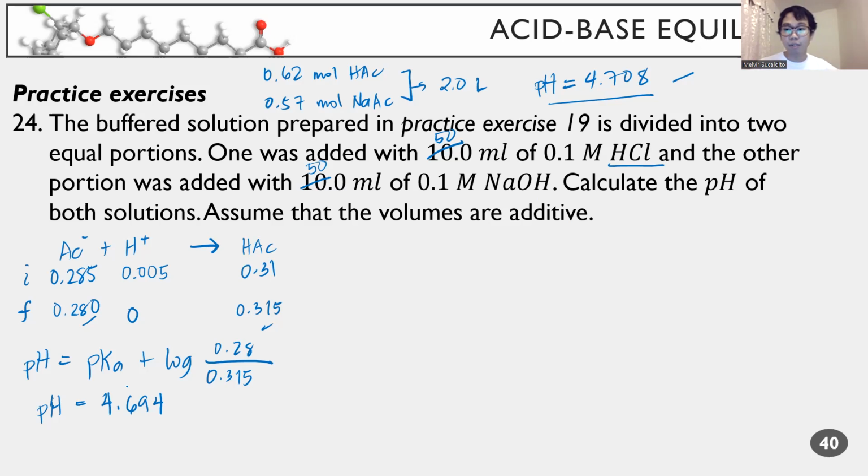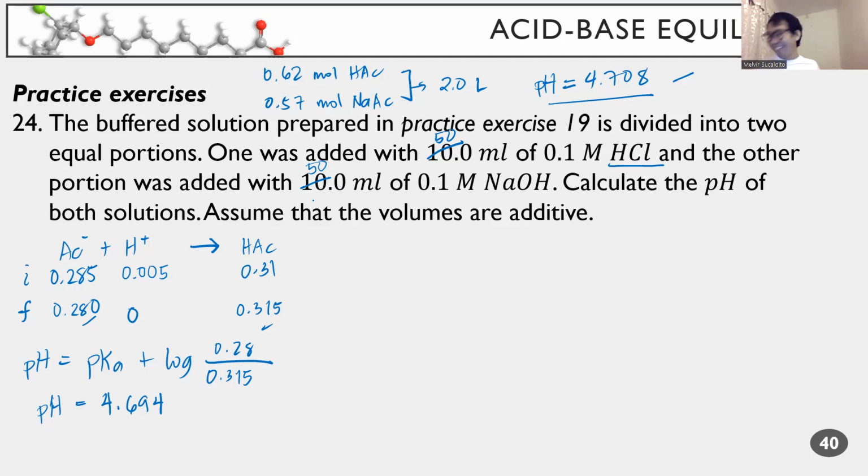Now, for the second portion, solve for pH. This time, you add 50 ml of 0.1 molar sodium hydroxide. Yun naman po, ito naman po yung kabaliktaran. It will react with the acetic acid to deprotonate it and form the acetate ion. So first write down the reaction. Write down the ICE table or whatever.